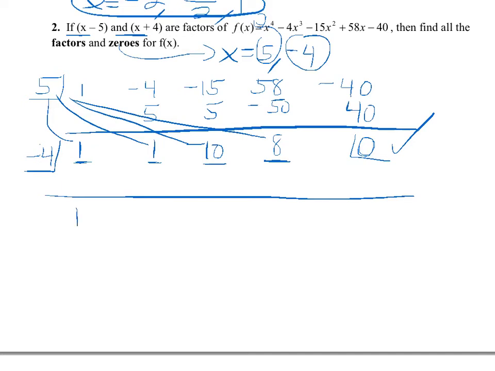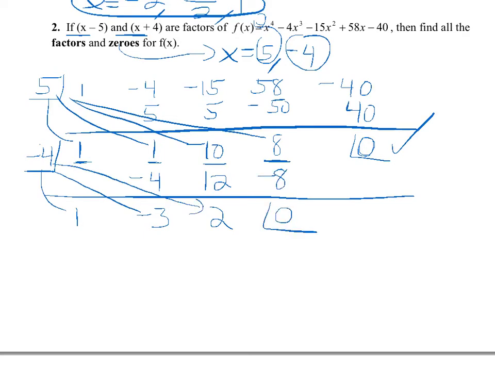So I bring down the 1. So -4 times 1 is -4. 1 minus 4 is -3. -4 times -3 is 12. -10 plus 12 is 2. -4 times 2 is -8. So there it is. 8 plus -8, I get 0. Now this is the key. That was our objective. I have this down to a quadratic now.